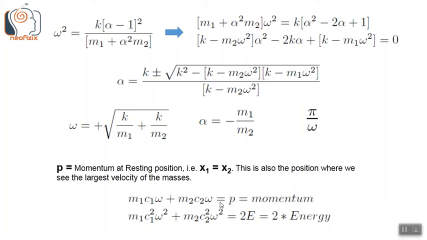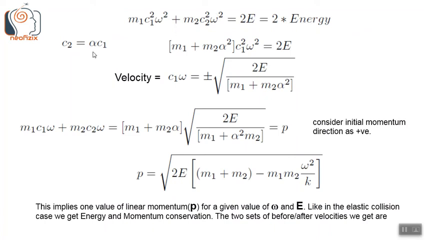m1 c1 omega plus m2 c2 omega equals P, the linear momentum, and m1 c1 square omega square plus m2 c2 square omega square equals 2E, where E is the net energy of the system. Using c2 equals alpha c1 in the energy equation, we get the velocity as c1 omega equals plus or minus square root of 2E by m1 plus m2 alpha square. Without any loss of generality, we can just pick only the positive or the negative solution for this velocity. Let us pick the positive solution.